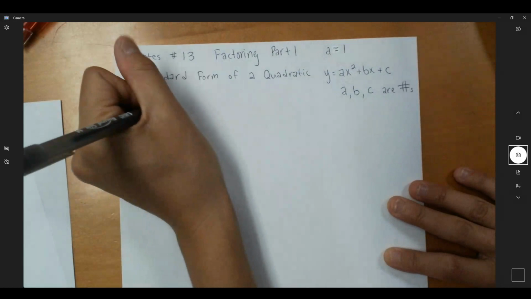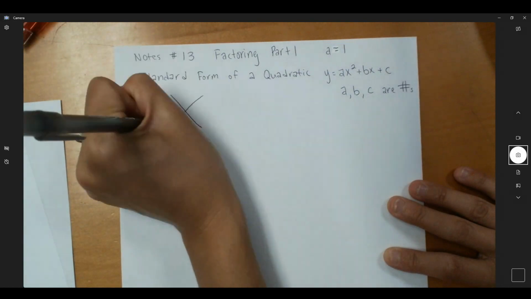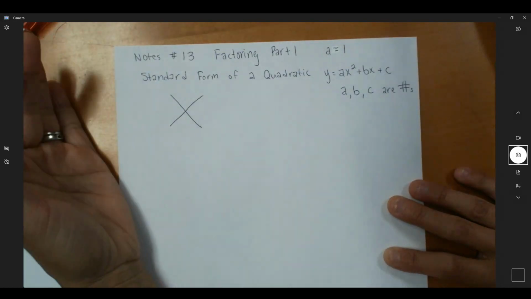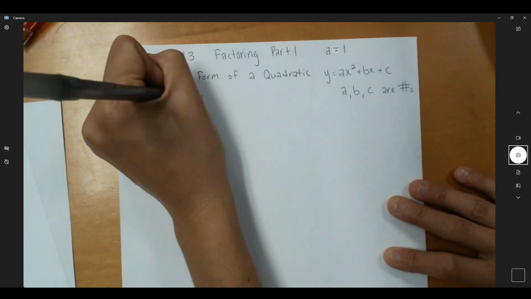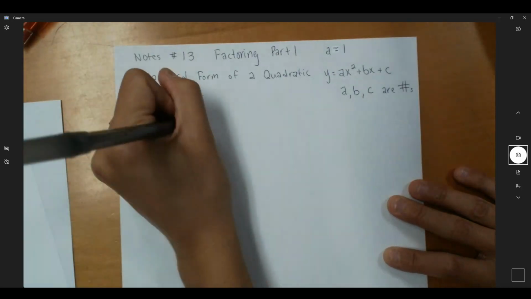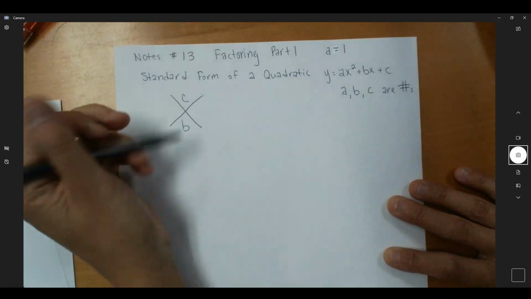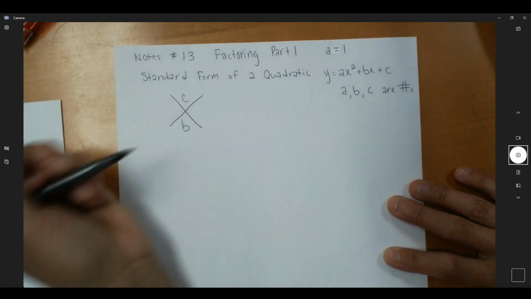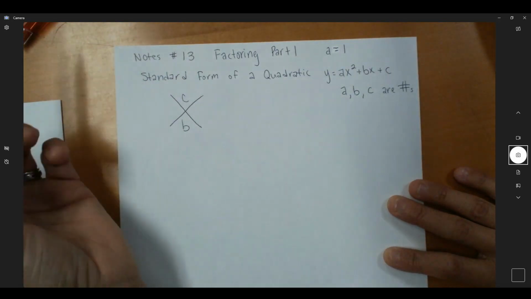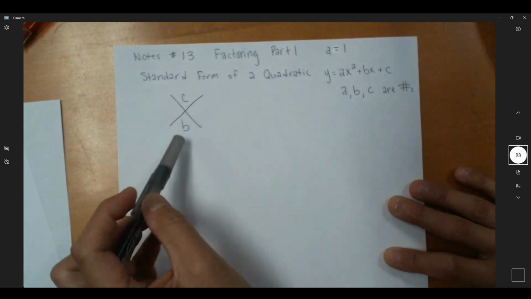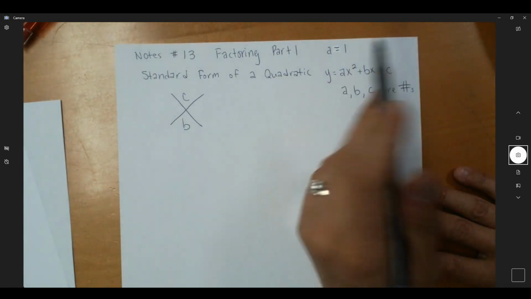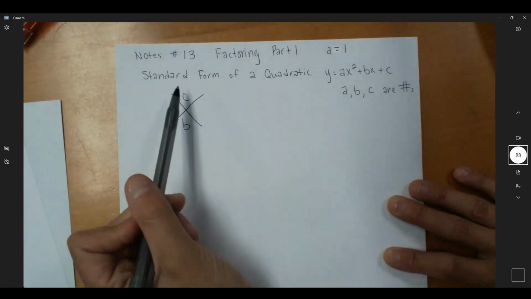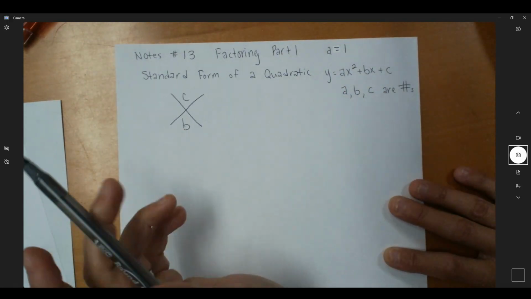So what you would do is, this is why we call it the X method, you're going to put whatever C is here and whatever B is here. So then these would be numbers like 30 and 10 or something like that. It's going to be a little different when we get to A actually being a number, but right now when A is not a number, it's just 1, then that's why we just put C here and B here.